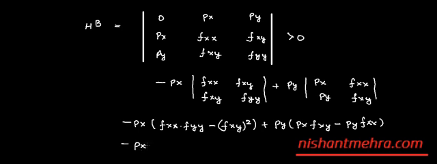What you will have eventually here is px fxx fyy plus px fxy square plus py px fxy minus py square fxx. Okay, this is what you will have.